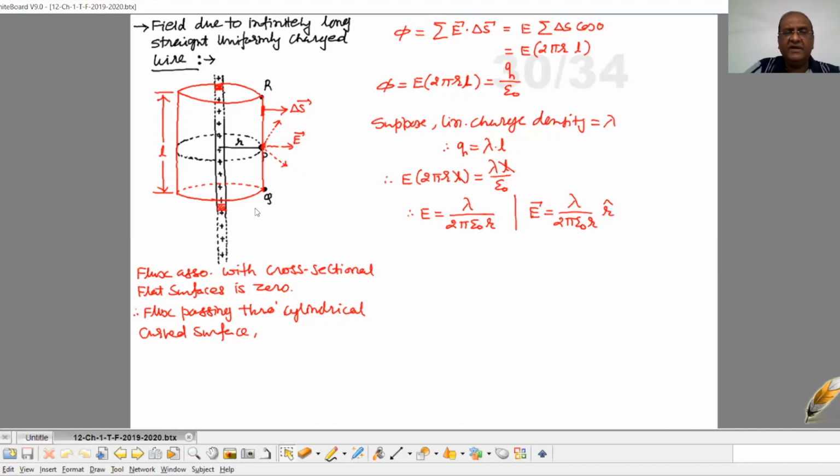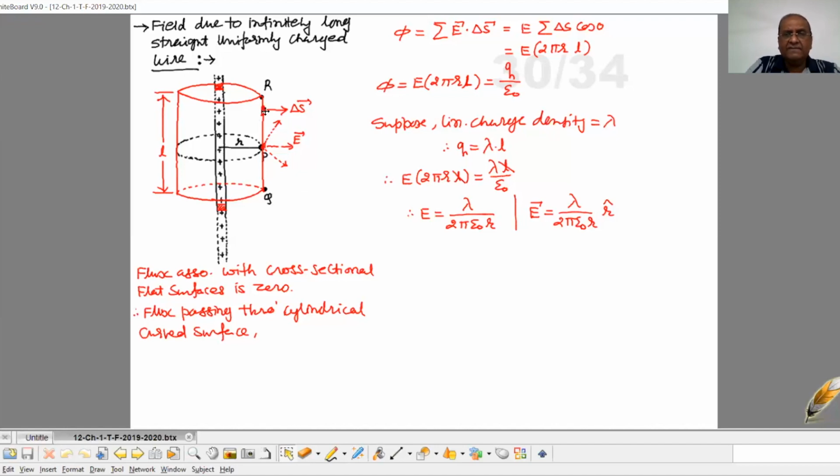the electric field. Now, the flux associated with the cross-sectional surfaces, this upper one and this lower one, will be zero, because their area vectors, for the upper one vertically upward and for the lower one vertically downward, are both perpendicular to this radial electric field. Therefore, the flux associated with the upper and lower cross-sectional surfaces will be zero. Now, the flux passing through the cylindrical surface is what we have to calculate.